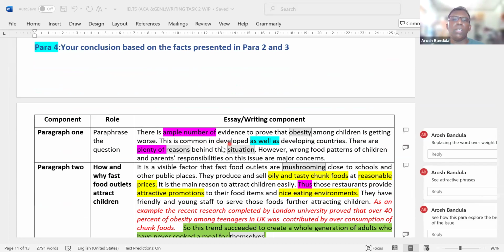This is very common in developed countries. No problem, that's also okay. Again, maybe you bring an argument sometimes: why are you telling about developing countries?